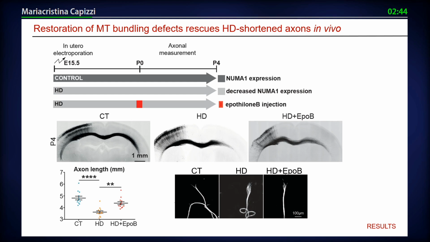So we inject our mice at P0 with a systemic injection of epothilone B, and then we sacrifice the mice 4 days after the treatment. And it was really striking that after 4 days of exposure to the drug, the axons were starting to grow longer compared to the untreated brain, and were starting to recover the axonal length. In addition, the treatment with epothilone B was reaching the cytoskeleton and was able to rebundle the microtubules inside the growth cone of the axon.